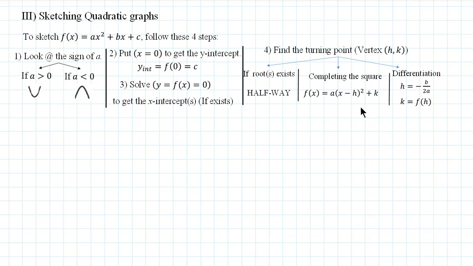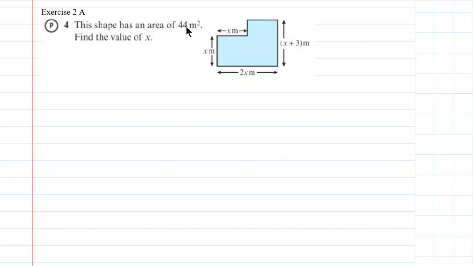Let's go to the past paper problems. This shape has an area of 44 meters squared. Find the value of x. Very interesting problem. Of course, we will divide this area into two parts.